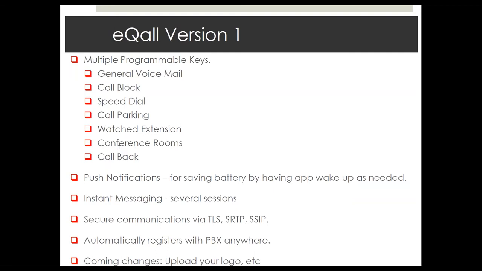But in any case, you can have general voicemail keys. You can have call blocking, speed dial, call parking and retrieve, watch extensions. You can set up speed dial for conference rooms, audio conference rooms, callback, also have ACD activate, deactivate. And for example, if you have scheduled routing rules for day-night service, you can also have a key to toggle that, activate or deactivate rerouting on a call.